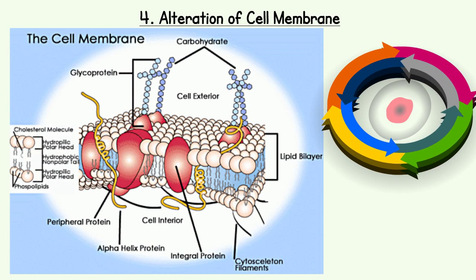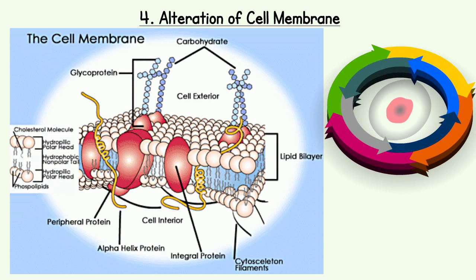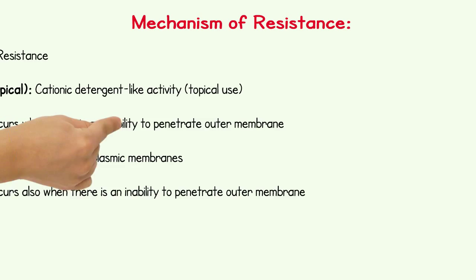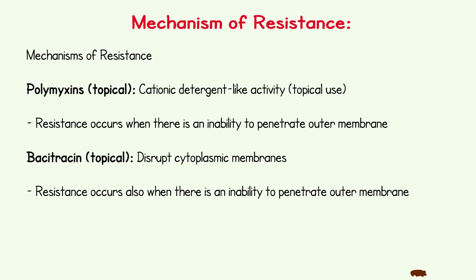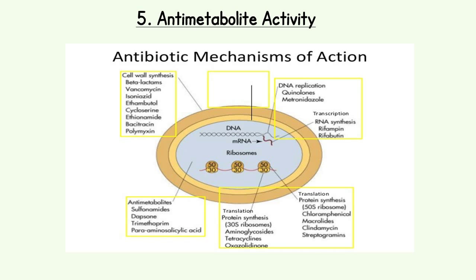Antibiotics that injure bacterial plasma membranes lead to cell death through leakage of cell contents and associated disruption of the cross-membrane potential. An example includes polymyxins, which have cationic detergent-like activity, but resistance occurs when there is an inability to penetrate the outer membrane. Antimetabolites are chemicals that inhibit the use of a metabolite.